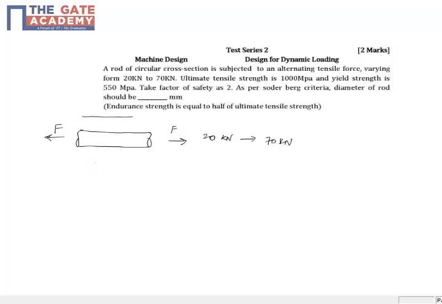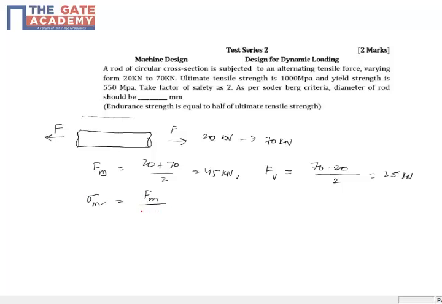In these kind of problems, what we do is we find out the mean force, which is (20 plus 70) by 2, which is nothing but 45 kilonewton. Then we get the alternating load, which is the variable load, which you can get as (max minus min) by 2, or you can subtract one of those max or min values from the mean value, the average value. So this value is 25 kilonewtons.